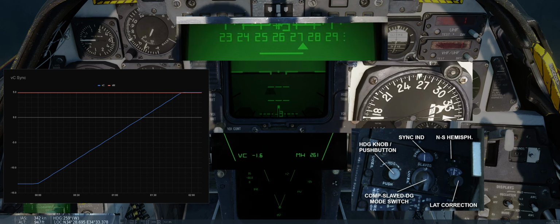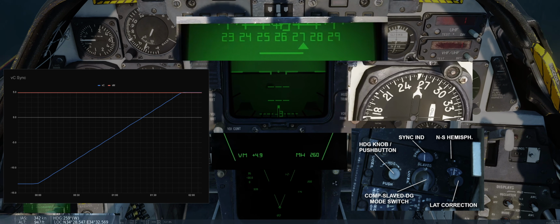The heading push button in the compass control panel should help the process, but I had mixed results with it. More details about my test can be found in FlyingWire or in my book.